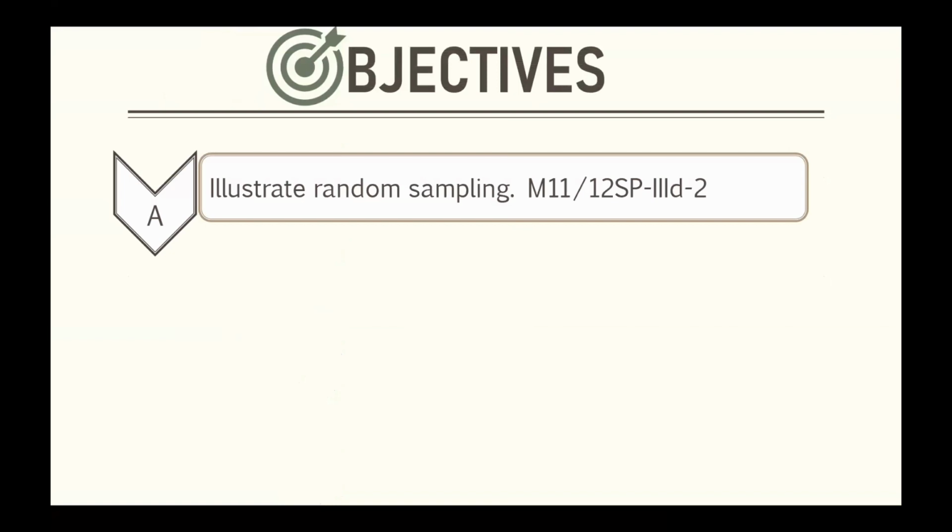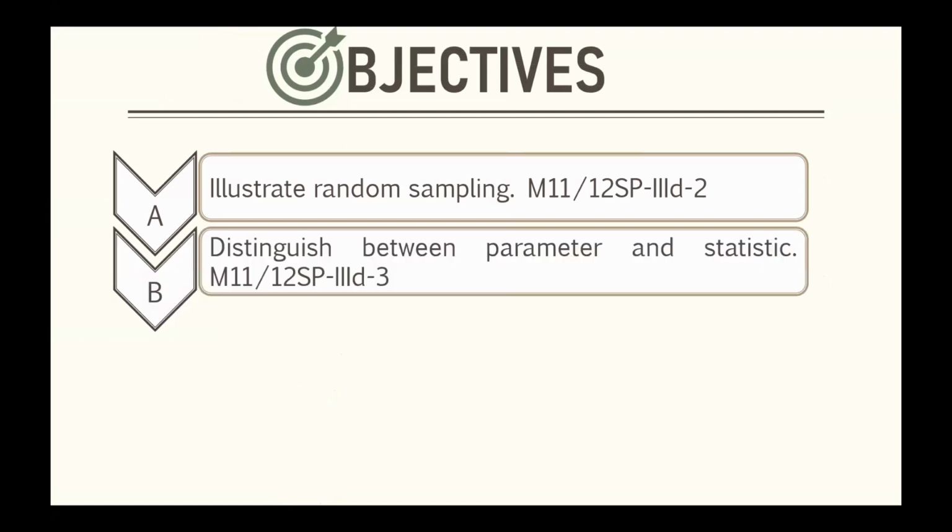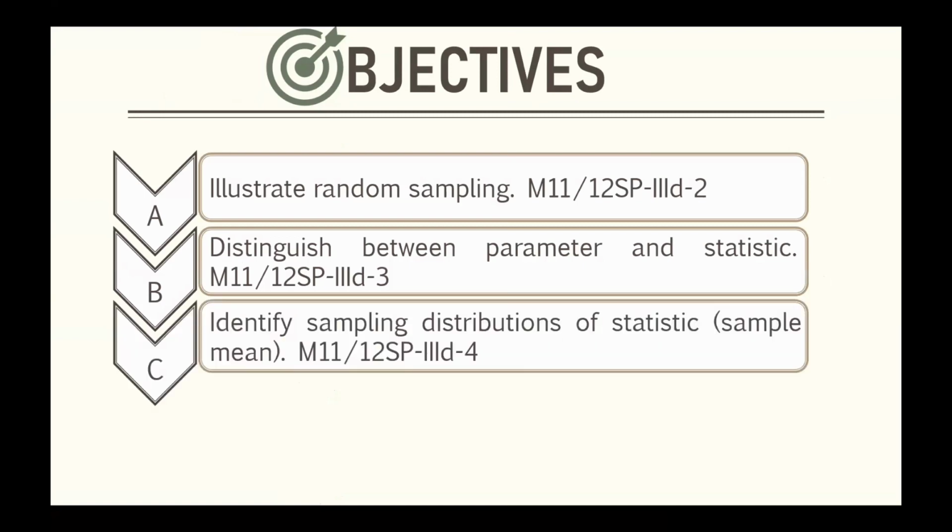Our topic today is about sampling and sampling distribution. For the objectives, number one, illustrate random sampling. Number two, distinguish between parameter and statistic. Number three, identify sampling distributions of statistic.